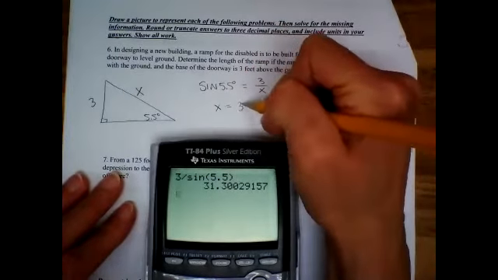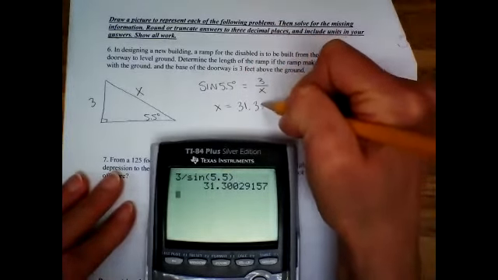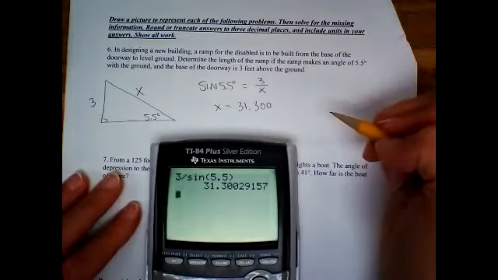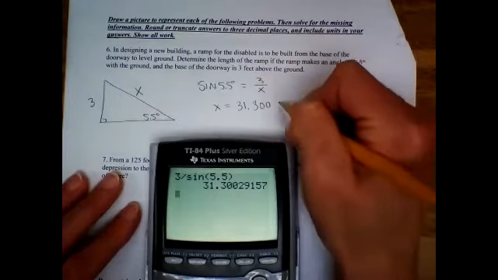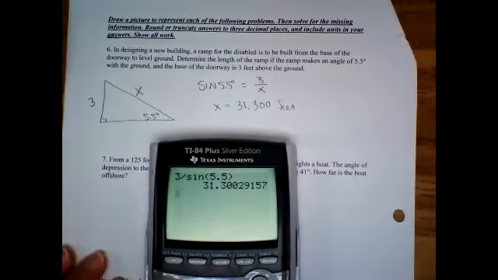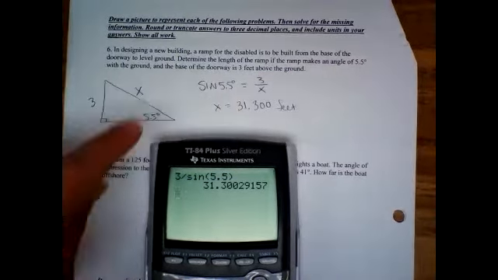So the ramp should be 31.300. If you get zeros, just put them. And was this feet or meters? What was this? Feet. So draw a picture, set it up, and then give your answer.